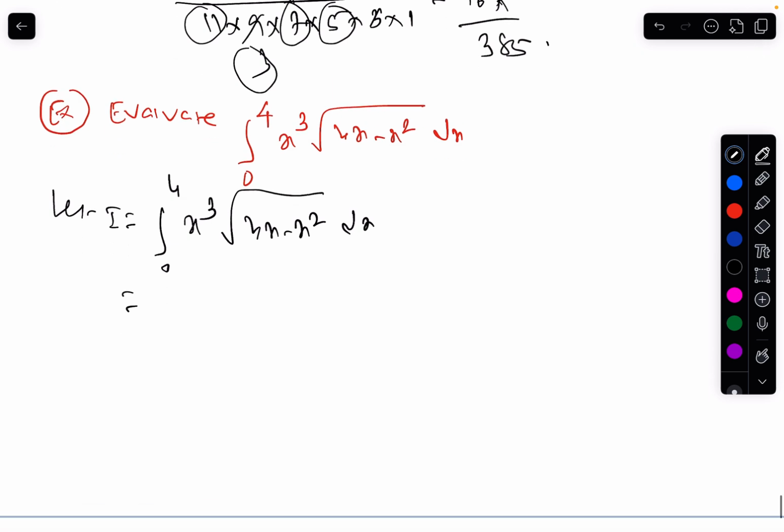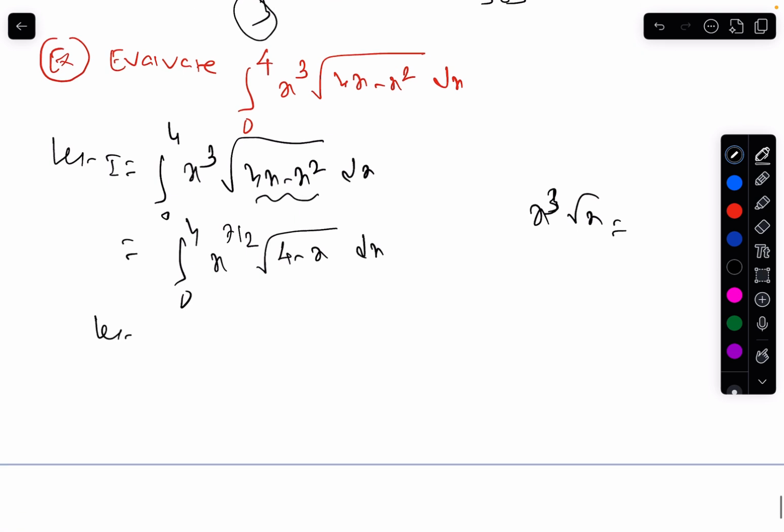Now this we can write as integration 0 to 4. This root x we can take outside. So we have x power 3 and x power 1 by 2. So we have x power 7 by 2 root of 4 minus x dx. Now let x equal to 4 sine square theta. So dx equal to 8 sine theta cosine theta d theta.